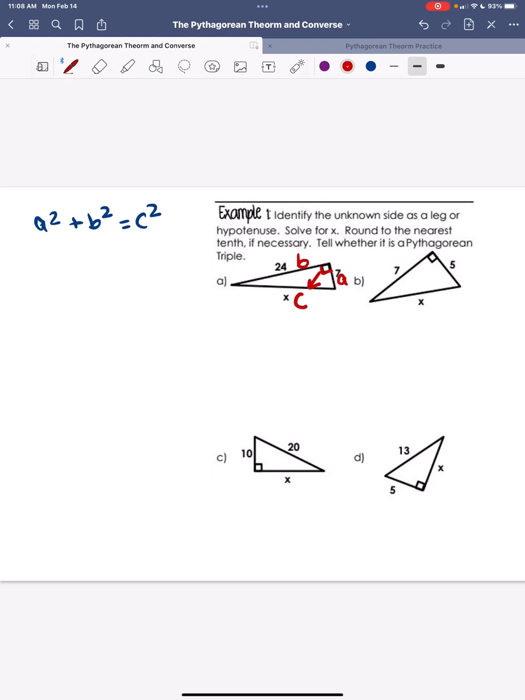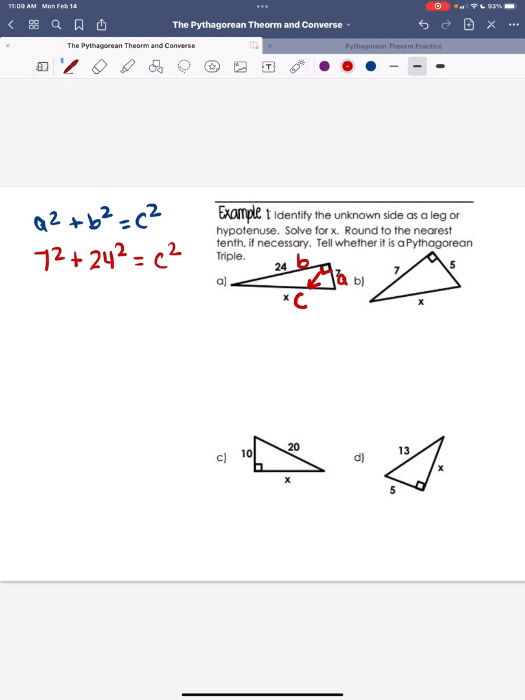So now I'm just going to plug my numbers in. I said A says the side length is 7, so we're going to say 7 squared plus B, which is 24 squared, equals C squared.